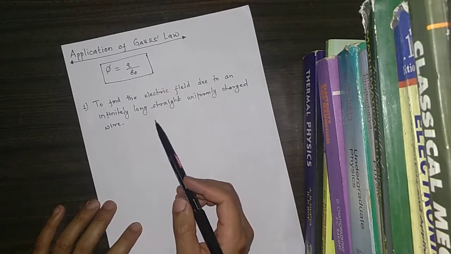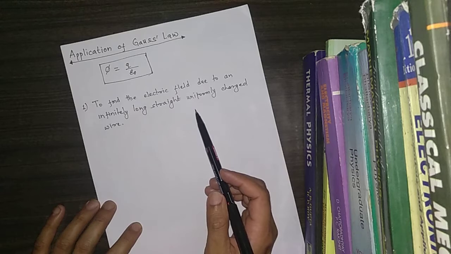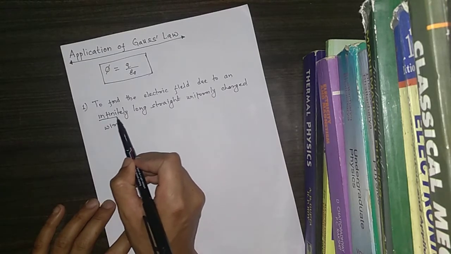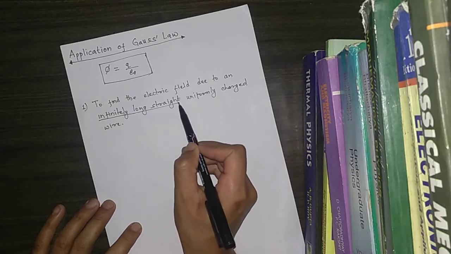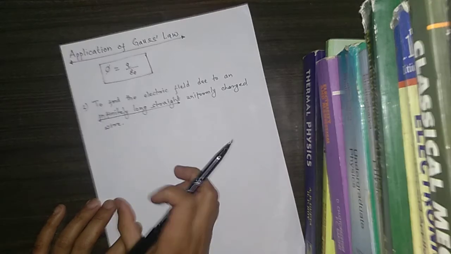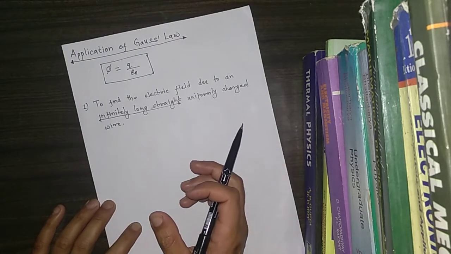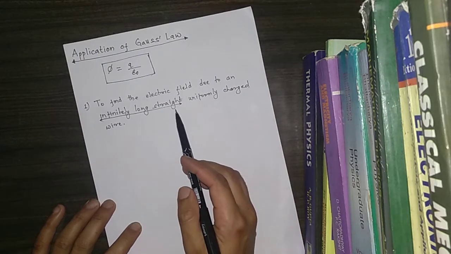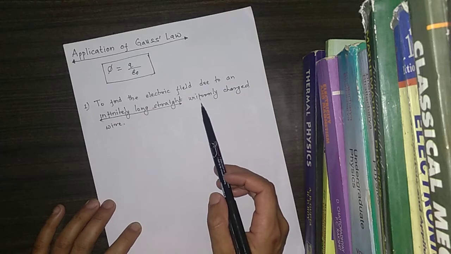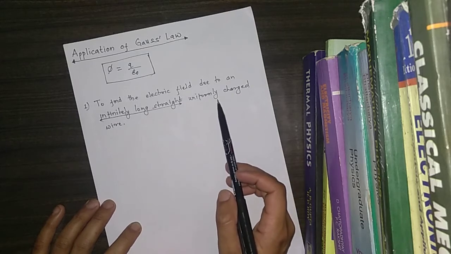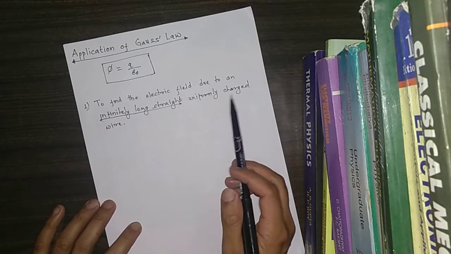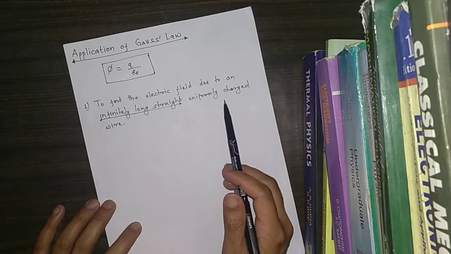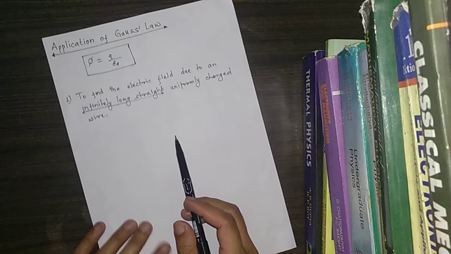Here there are two or three things that need to be noted down. First is infinitely long straight. That means our wire is infinitely long in length and it is straight, and it is a uniformly charged wire. Uniformly charged wire means all the charges are uniformly distributed on the wire itself.